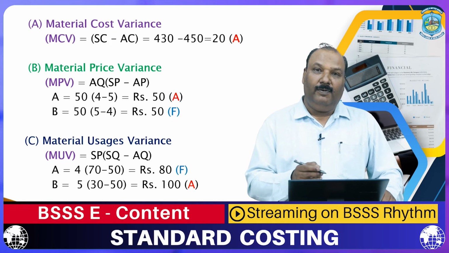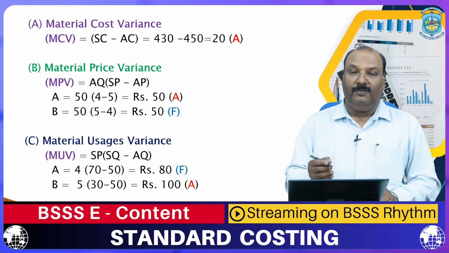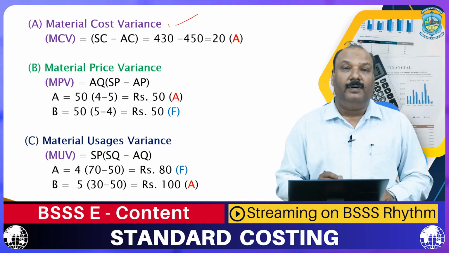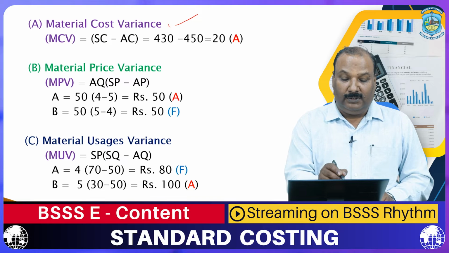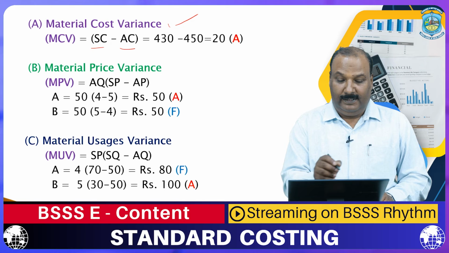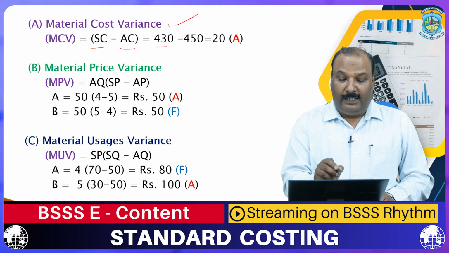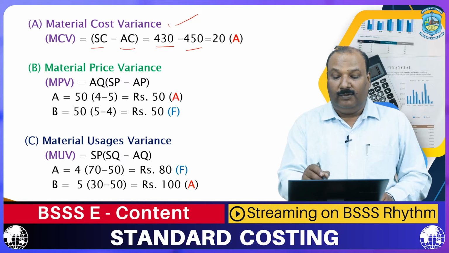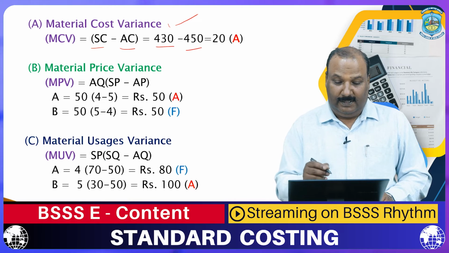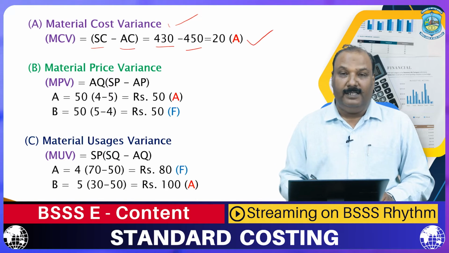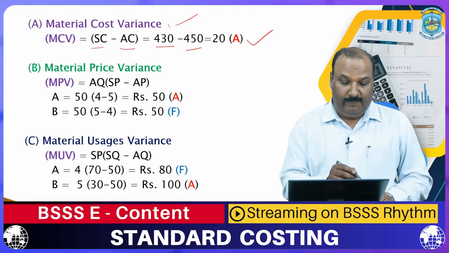Now with the help of this formula, we will calculate material cost variance. The formula is standard cost minus actual cost. The value is given as per the table which we have made. 430 is the standard cost, actual cost was 450, the difference between 430 minus 450 is 20 rupees, which is an adverse value. So we write down here that 20 is the negative value, which shows the adverse.